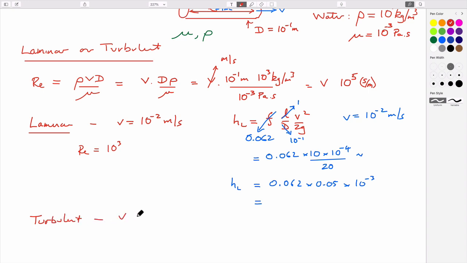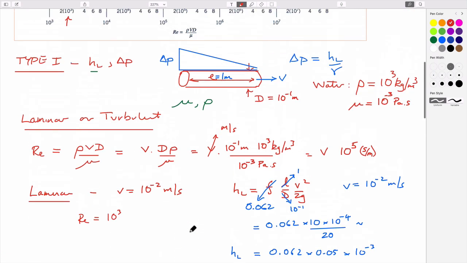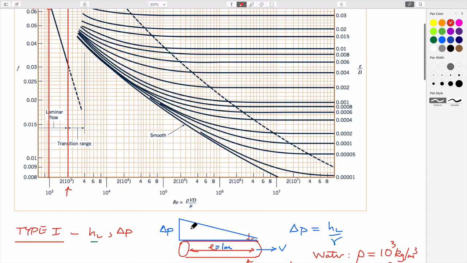We know that a velocity of 1 meter a second will give us turbulent behavior. That would give us a Reynolds number of what? So if this is now 1 meter a second, the Reynolds number would be 10 to the 5. The magnitude of the friction factor for 10 to the 5 depends now on the kind of pipe you have. So this is 10 to the 5, and so we'll be on this trajectory.